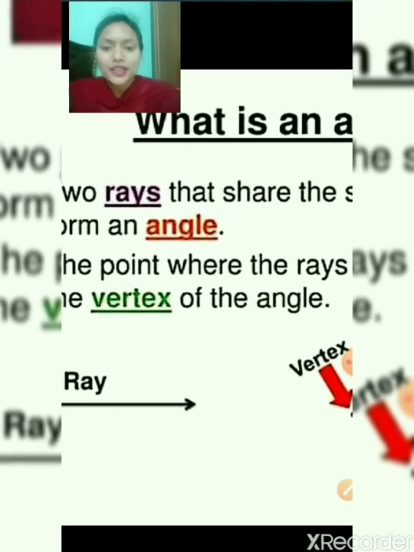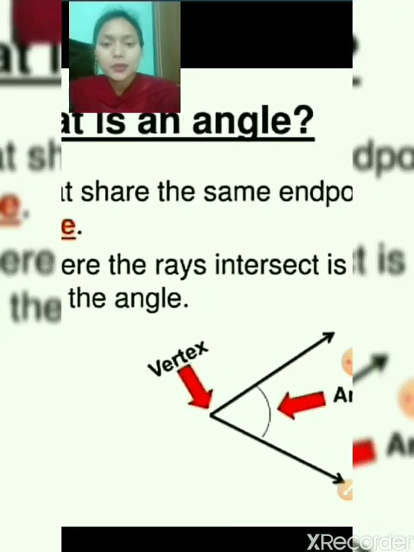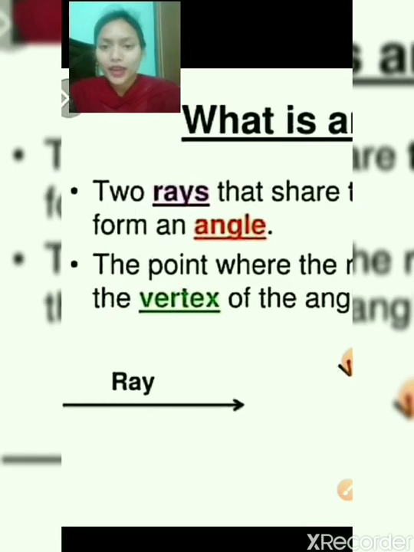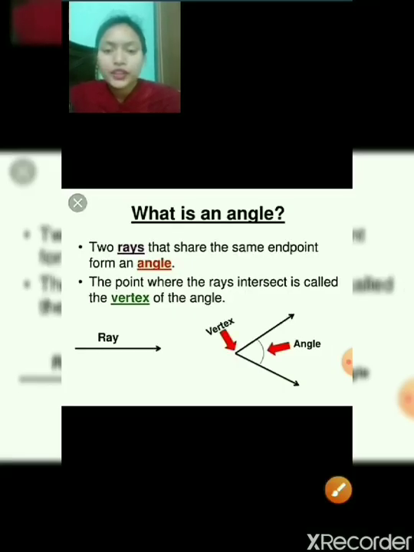Two rays that share the same end point form an angle. Means when two rays meet at a specific point, they form an angle, and the point where the rays intersect is called the vertex of the angle. Where two rays meet, that point is called vertex of the angle.